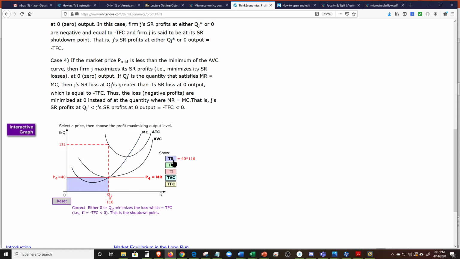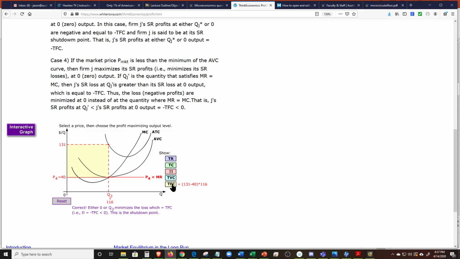So total revenue is 40 times 116. Total cost is, you can see, 131 times 116. Profit, you can see, is minus $10,556. It's losing everything in that pink rectangle. Total variable cost is there, and total fixed cost is here, which is equal to that rectangle. So the loss is equal to the total fixed cost.